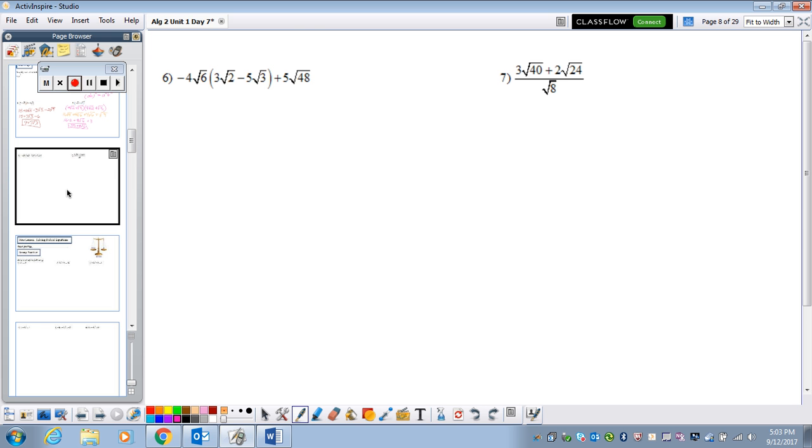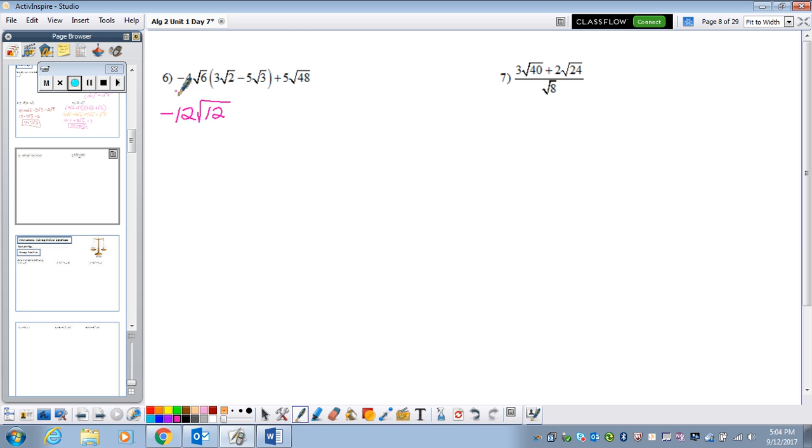We need to distribute negative 4 square root of 6 into the things on the inside of this parentheses. And then we need to add in what we have on the outside. So first, let's distribute. Negative 4 on the outside times 3 on the inside. Negative 12. Square root of 6 on the inside times square root of 2 on the inside. Square root of 12.